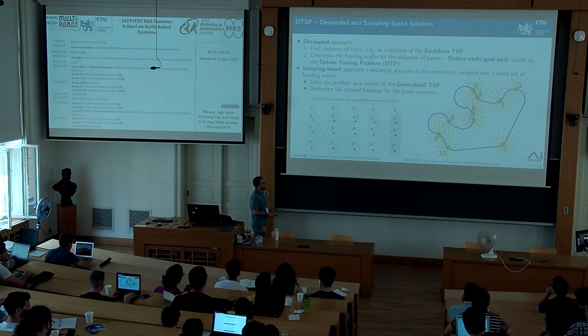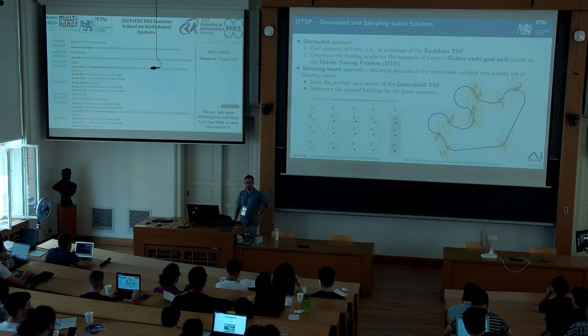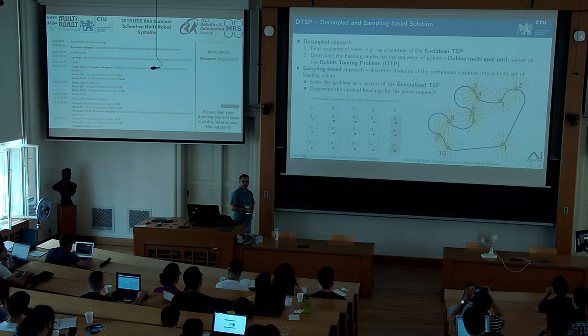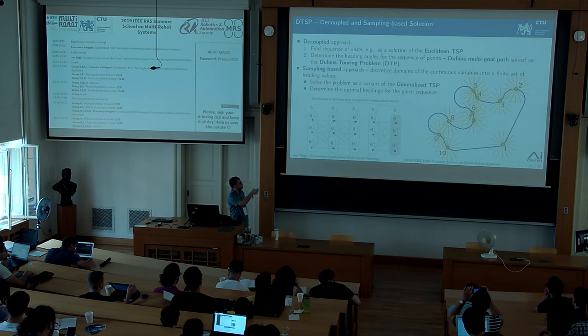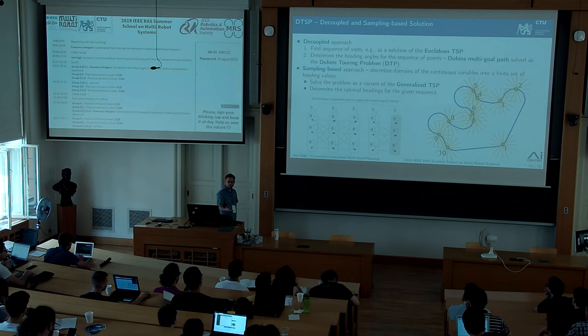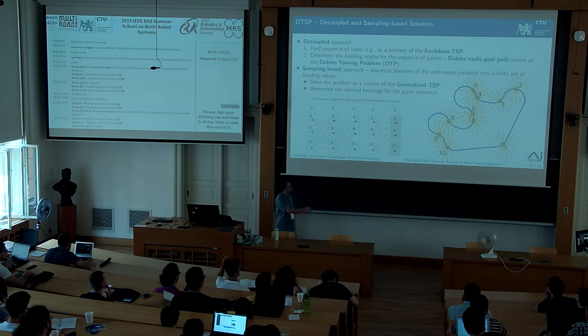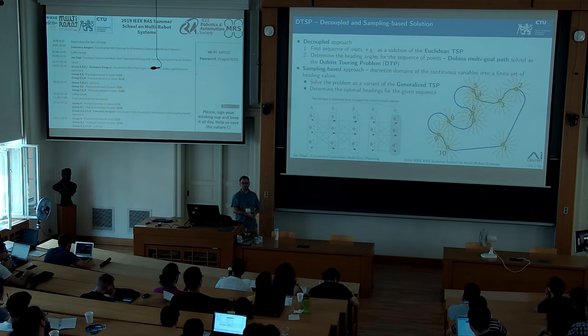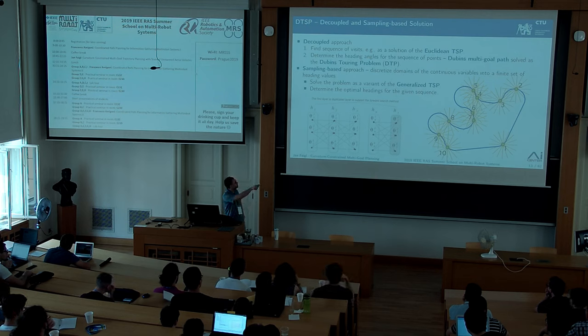Once we get the sequence, so this is one, two, three, the sequence found by the Euclidean TSP, we then concentrate on the continuous optimization and find the optimal headings for this given sequence. This is continuous, so how can we solve it, with n continuous variables? You can sample it. We split the possible headings, the 2π interval, into 12, 16, 100, or 200 possible values. Then you can create a graph, and you can solve this graph optimally.